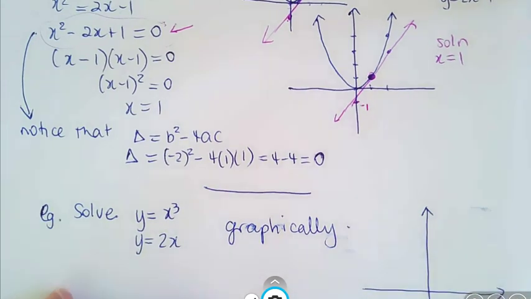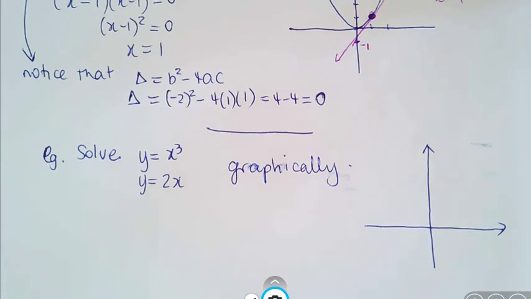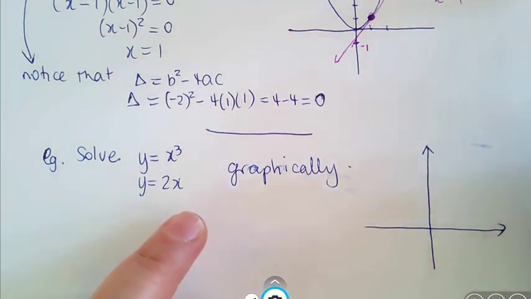If you're going to do it graphically, you would have to sketch both of them and find the point of intersection. Sometimes you won't be able to see it off the graph. So I'm going to sketch. Let's sketch the cubic.